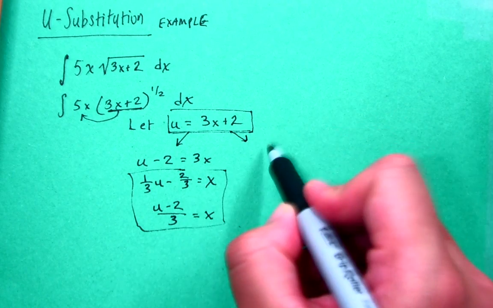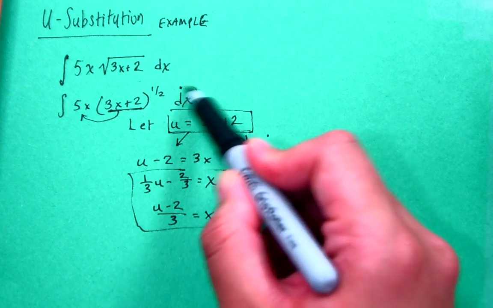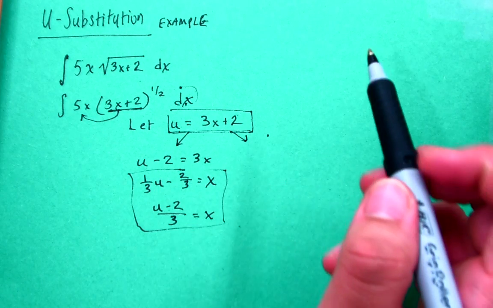The second assumption is that I can also change my variable of integration. I'm taking the antiderivative in terms of x, but I'm going to turn this into a U problem, so I need du's here as well.